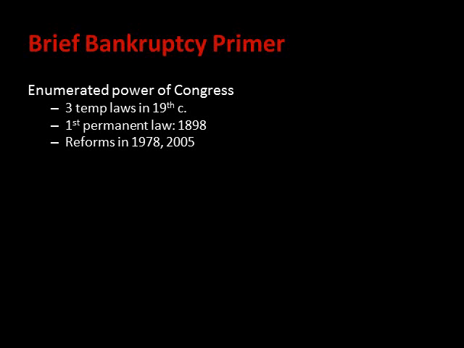So just to set the stage, let's talk a little bit about bankruptcy. Bankruptcy is an enumerated power of Congress. It's mentioned specifically in the Constitution. There were 3 temporary laws in the 19th century. Each of those was eventually repealed or had a sunset clause. The first permanent law was passed in 1898, and there has been a continuous bankruptcy law in place ever since. That law has been reformed in 1978 and in 2005.